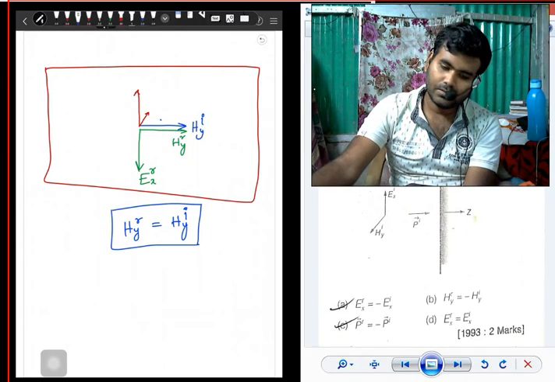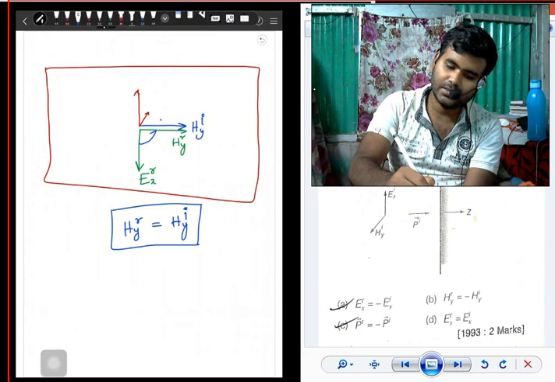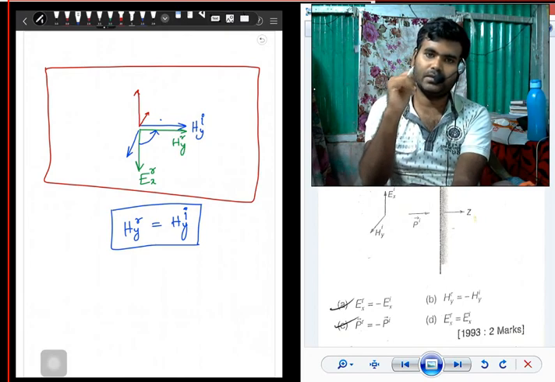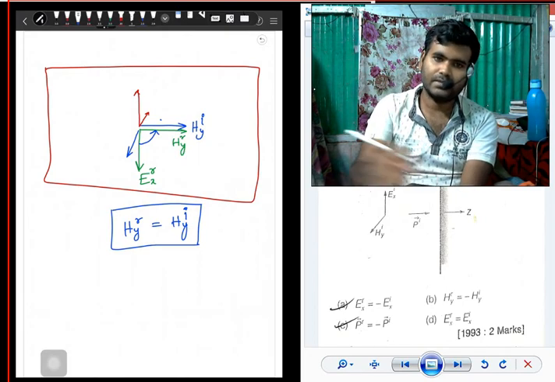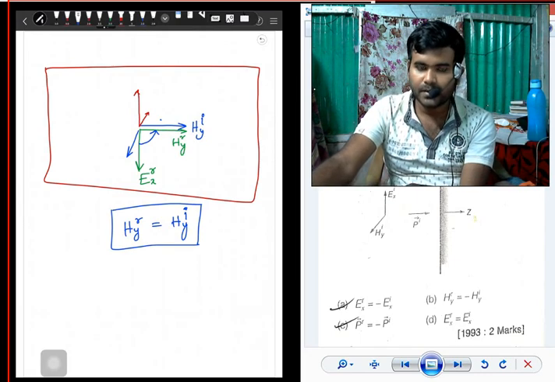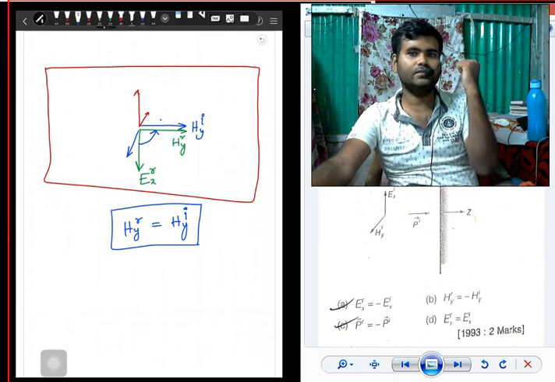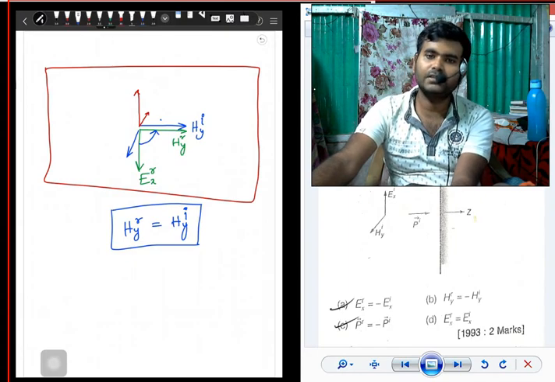Now what is the direction of the reflected power flow? You can apply the right hand rule: E cross H gives you the direction of power flow. This is basically opposite to the incident wave. So from that sense option C is also correct, because the reflected power is flowing in exactly the opposite direction to the incident power flow. So PR is basically negative of PI. So option C is also correct.